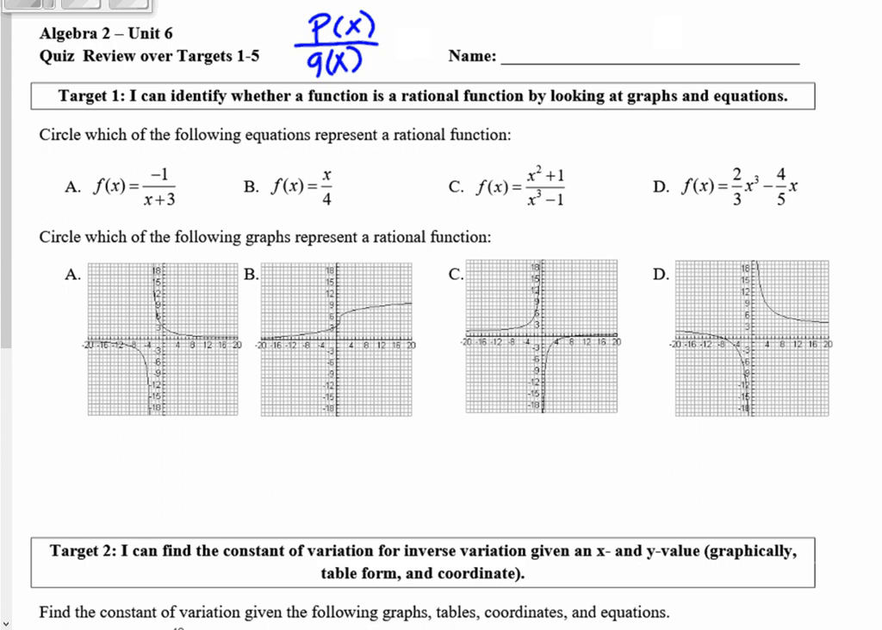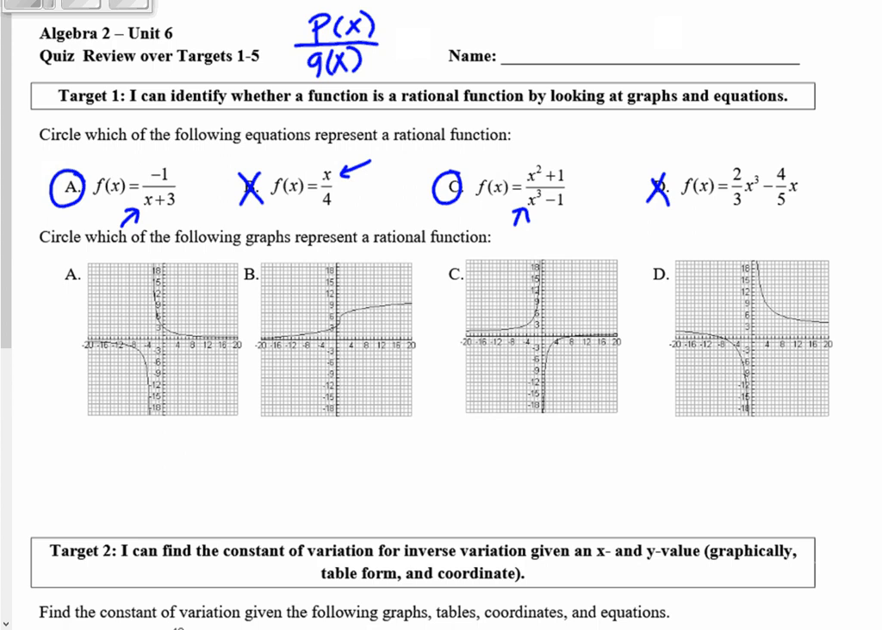So it says circle which of the following equations represent a rational. A represents a rational because of the x in the denominator. B does not because x is in the numerator only and not in that denominator. C is, again, we have x in the denominator. And D is not because x is not in the denominator. It has to be listed down there.